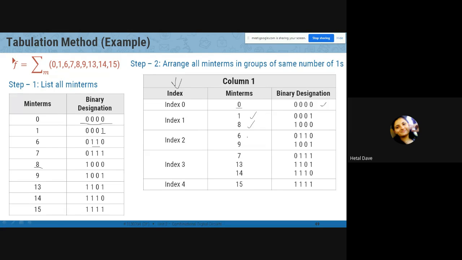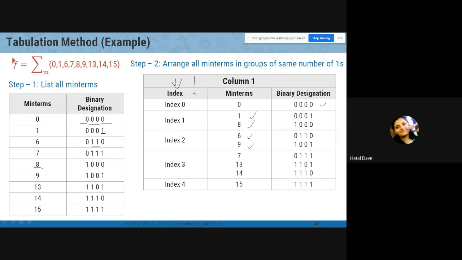Then look at 6 and 9. They have two 1s. So they will be written together. Then 7, 13, 14 have three 1s. They will be written together, and 15 has four 1s. And here, this is optional. If you have time, then you can write this first column where it indicates index 0. Index 0 means 0 number of 1s. Index 1 means 1 number of 1s. Index 4 means 4 number of 1s. So this is the second table.